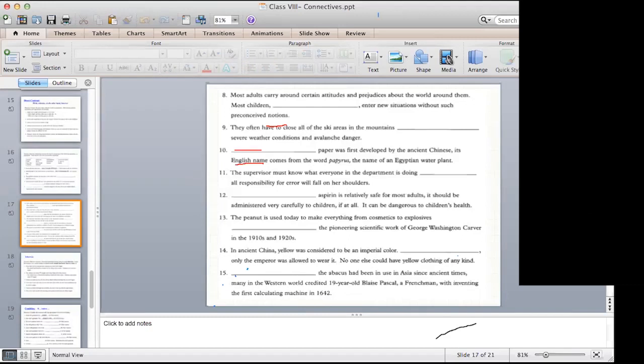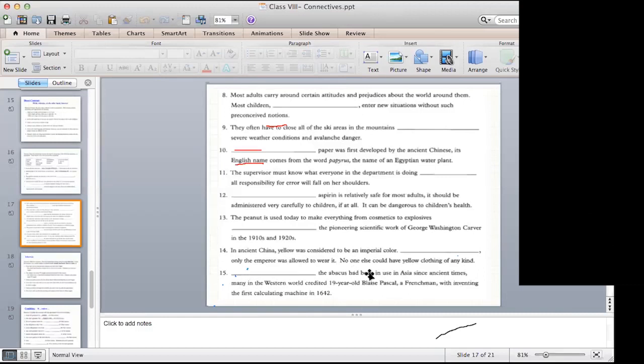Okay, he was credited. So we have some contrast here, and we can say, although the abacus had been in use, even though, even if, or just though. Okay, the ones we have in the list, of course. Okay, great. Otherwise is also used to express contrast. Okay, so we're almost there. We have this slide and then a few questions, and that's it.